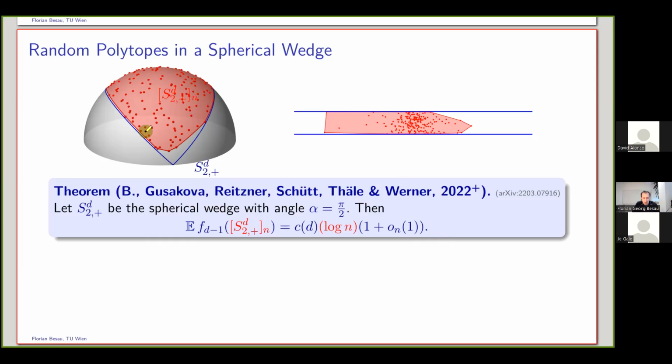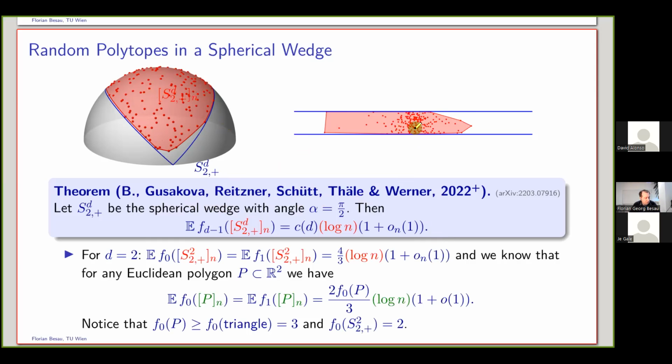So here you see again this random polytope in this wedge, and here you see the normalic projection. And I just want to give you this two-dimensional picture because there is another nice observation here. If you just look at the planar case, in the two-dimensional case, then the expected number of vertices is of course the same as the expected number of edges. And we know the constant explicit in the two-dimensional case, which is 4/3 in the end. So the rate here is controlled by 4/3 logarithm n.